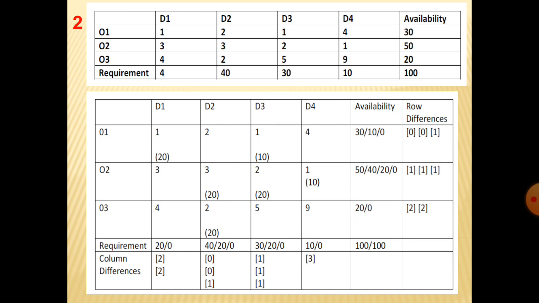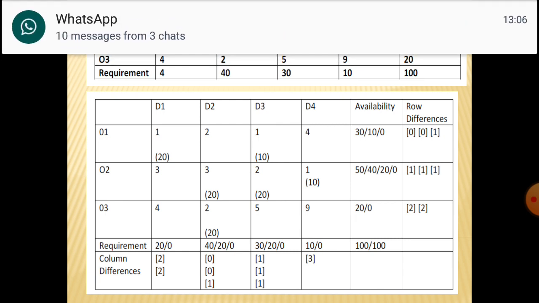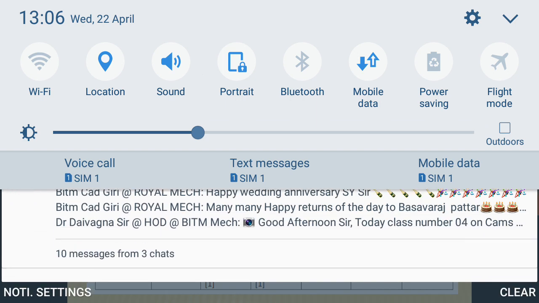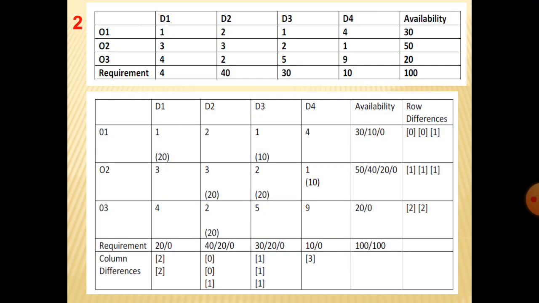Column difference. First minimum value is 1. Second minimum value is 3. 2 you'll get. Next you'll get 2 minus 2, 0. 1 minus 2, that is 1. 2 minus 3, that is 3. Now in the penalty you have to check out which is the highest penalty here. Highest penalty is 3 at D4.